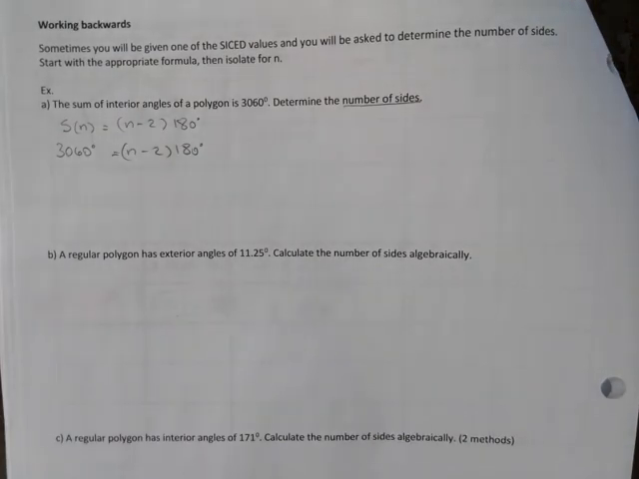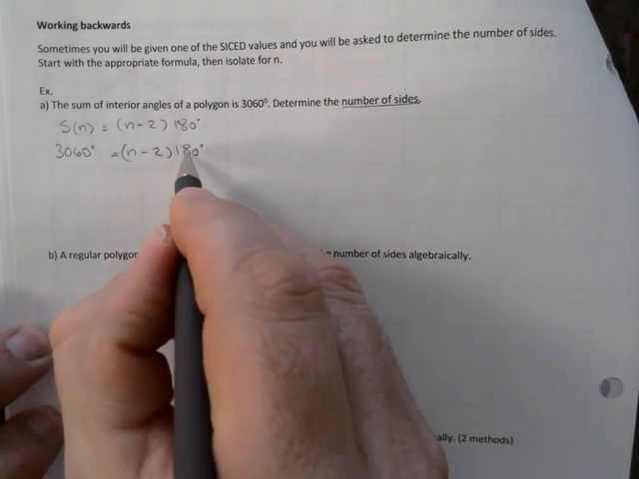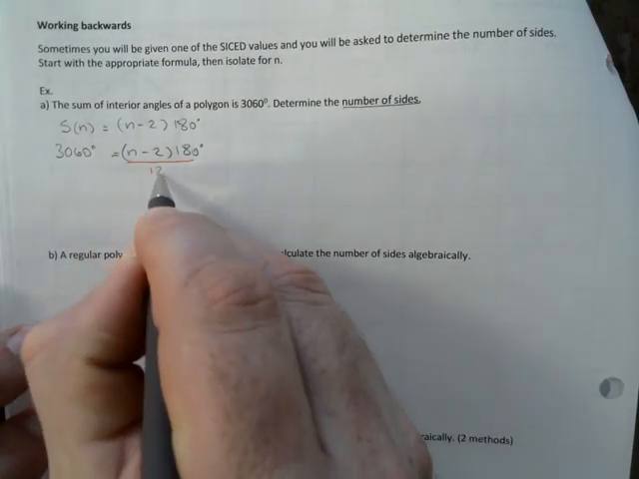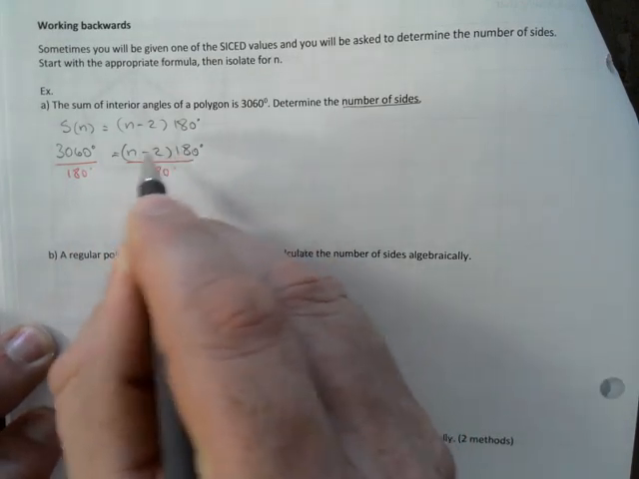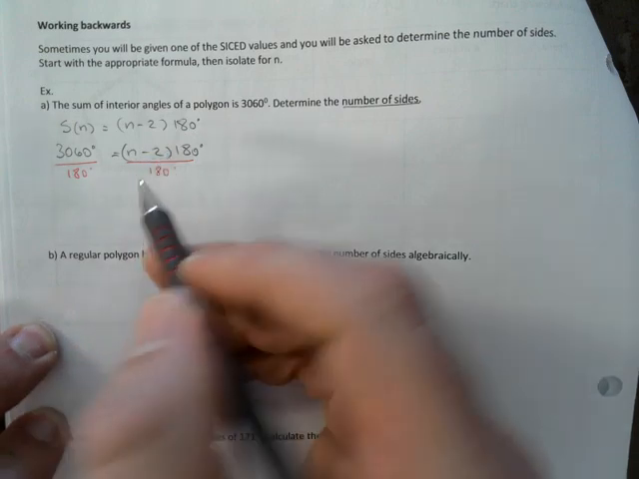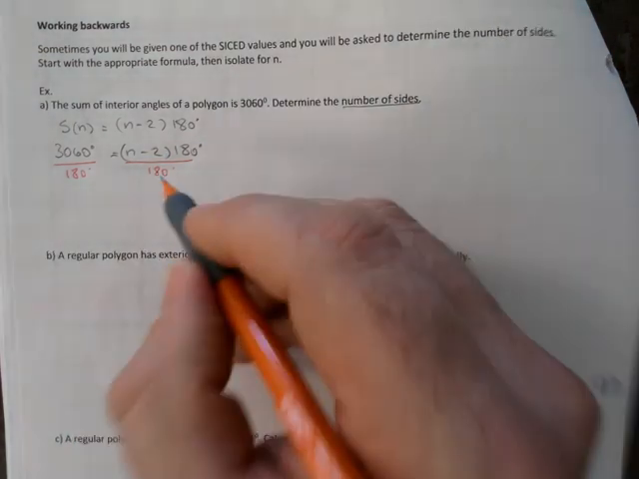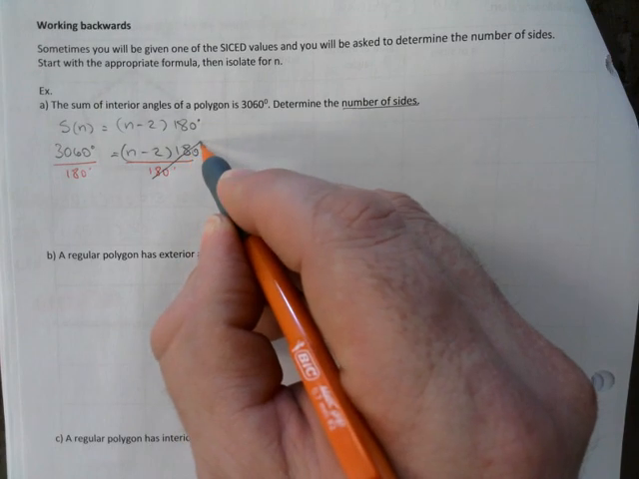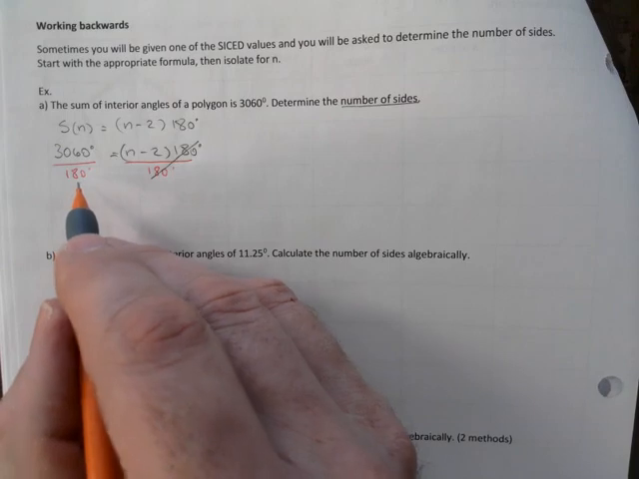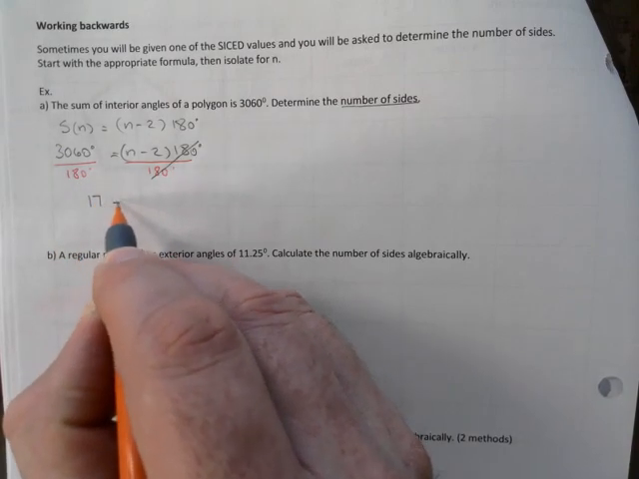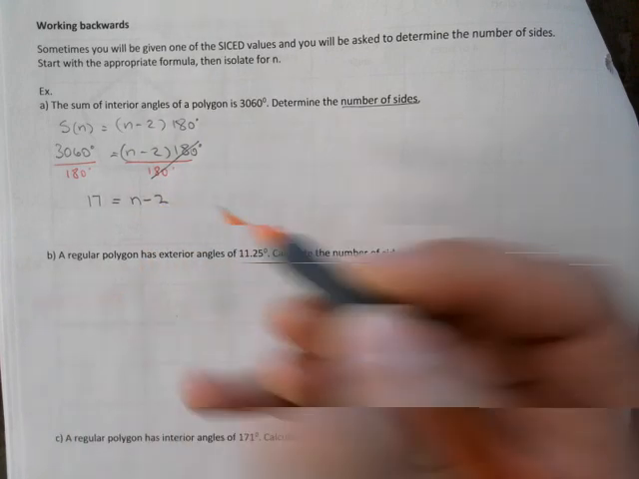I'm going to use a different color for the steps that I take. So in math, it really doesn't matter how you proceed. I will show you the easiest way. Now, I would get rid of the 180 first and foremost. I would divide both sides by 180 degrees, get rid of that. I would not distribute. Some of you might have been like, oh, distribute, right? You can, but it might give you some headaches later. Cancel that out. And then 3060 divided by 180 actually gives you 17. And on the other side, you're left with n minus 2, just like that.